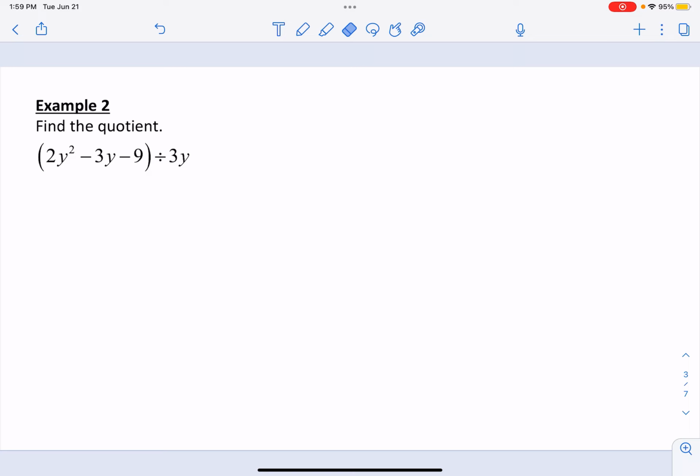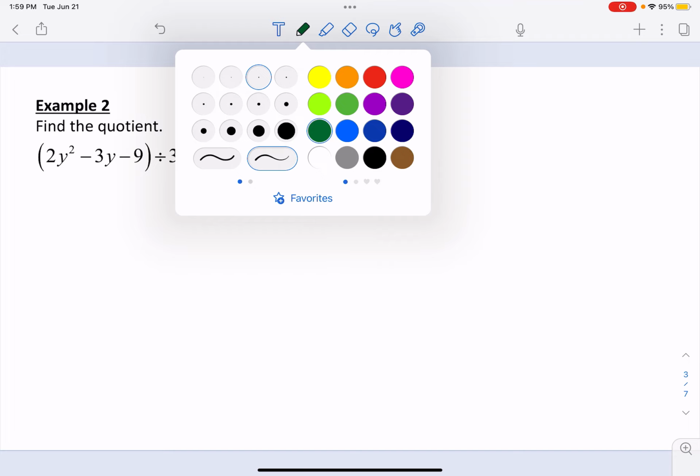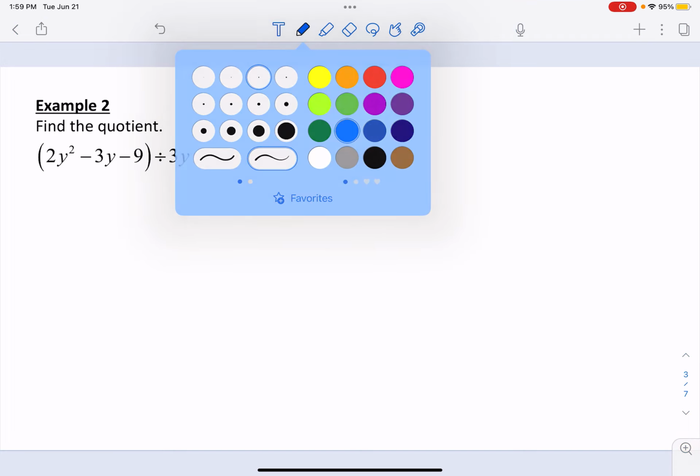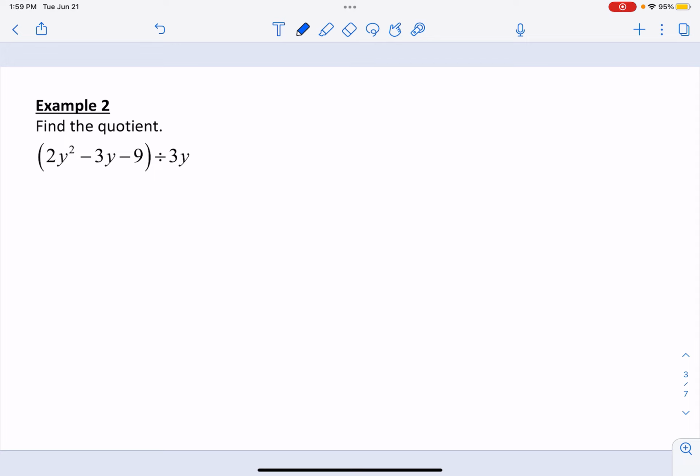Okay, now finding this quotient. I'm going to use the first method that I just taught you. So I'm going to take the 2y squared minus the 3y minus the 9, and I'm going to divide 3y into each one of my terms.